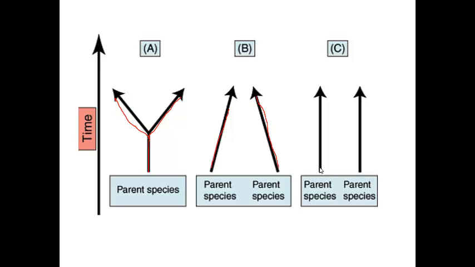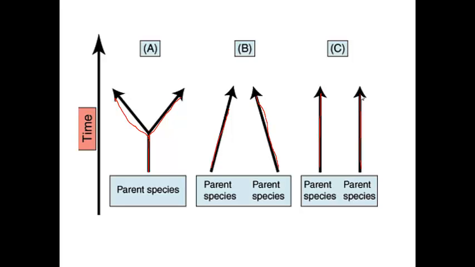Parallel evolution is very similar to convergent evolution. However, it's when two unrelated species share similar trends in evolution. A good example of parallel evolution is the evolution that took place in placental mammals that live in North America and marsupials that live in Australia. They don't share a common ancestor. However, over time, they have shared similar trends in evolution.